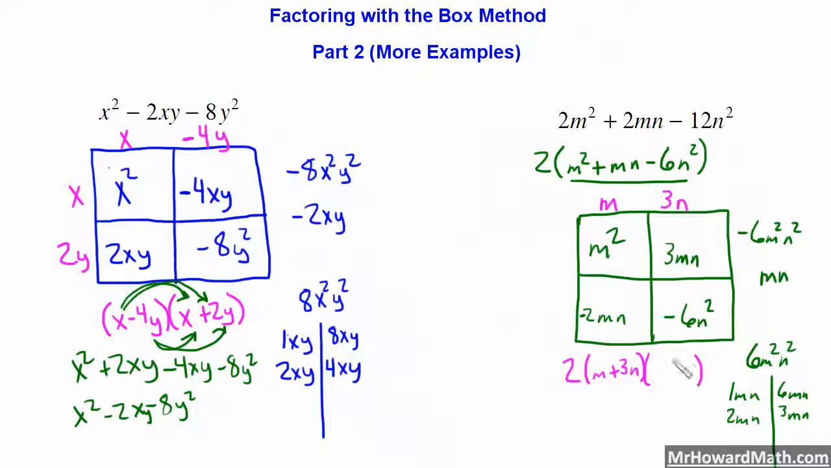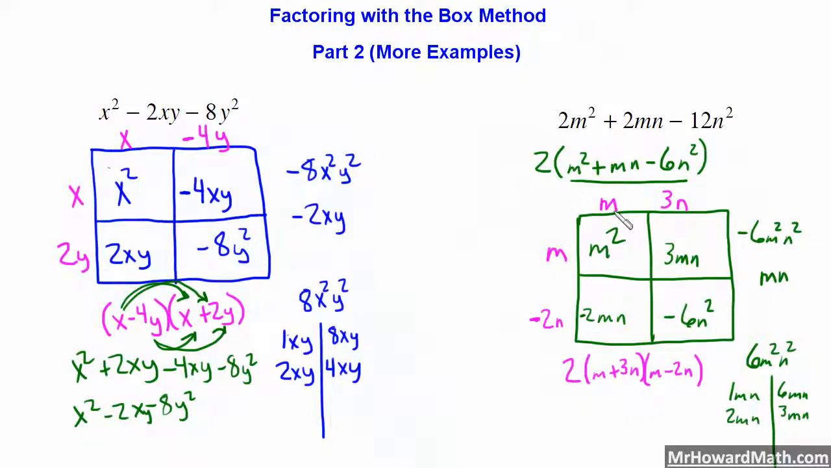Let's draw our other parentheses, we're almost done. The greatest common factor for this row is an m. And lastly, we've got a negative here, so remember that negative has to go there. We've got a negative 2 that we can factor out with the numbers, and our variable is just an n. So we have m minus 2n. So we have 2 times the quantity m plus 3n times m minus 2n. So that's factored. Okay, that wraps up this video.